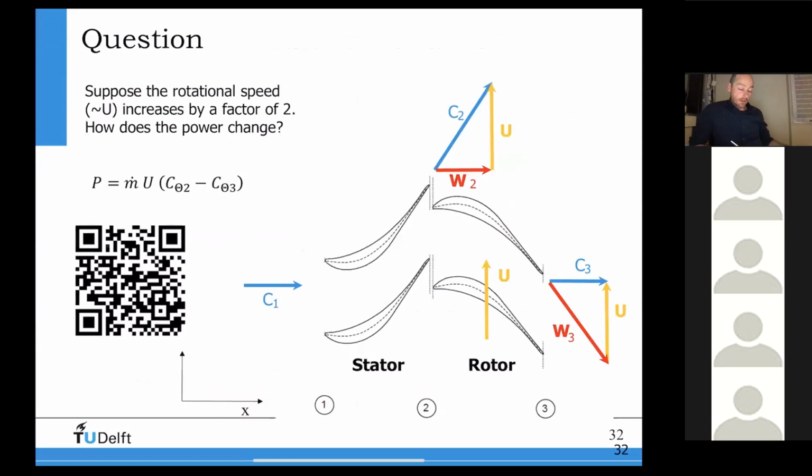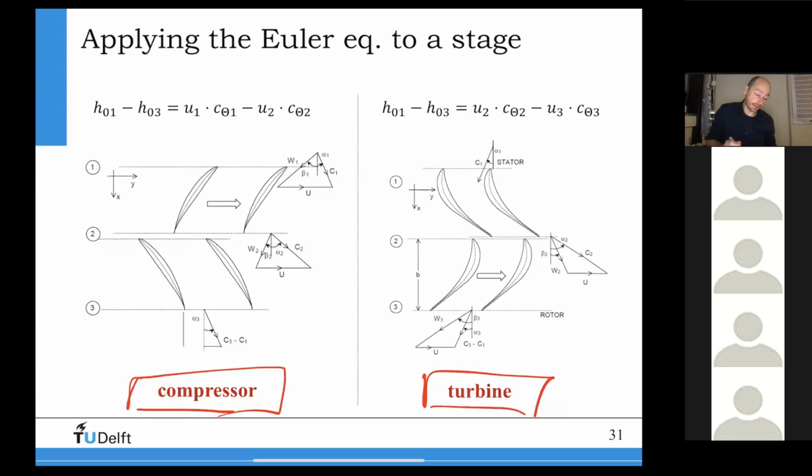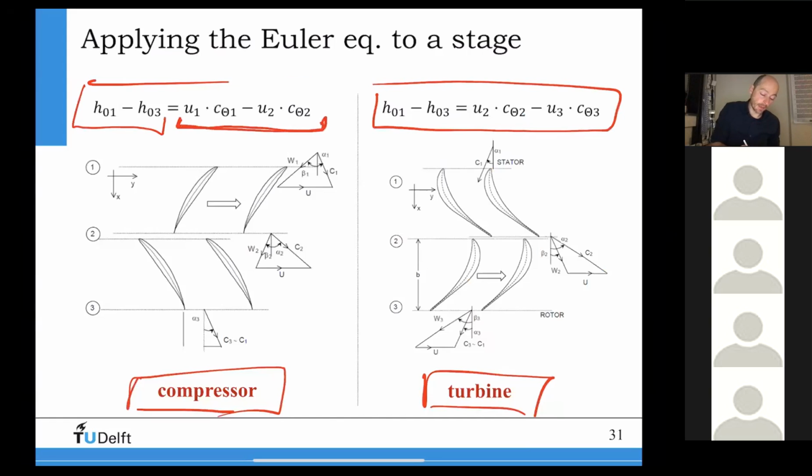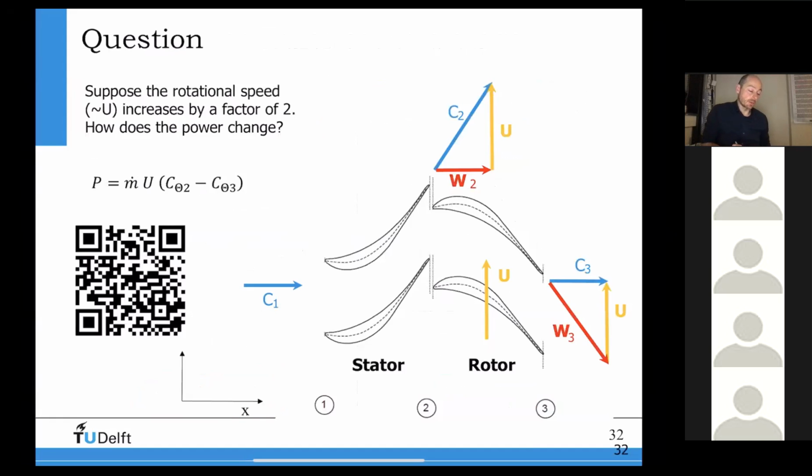Okay. So you have seen the Euler equation now for a turbine and for a compressor. Using the HS diagram, you can connect this part here, and using the velocity triangle, you will get this part. So you connect the velocity triangles with the enthalpies in the HS diagram. I have shown you how to write the detailed HS diagram here for the compressor and for the turbine here. And the question now is the same as or similar to the question we had before.